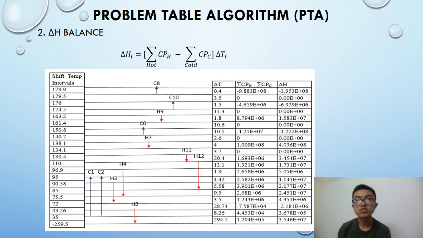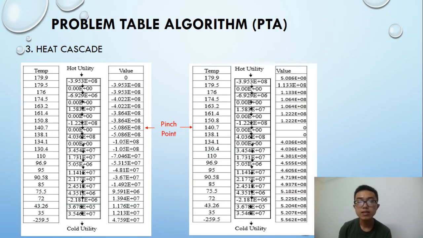Then, based on the shifted temperature intervals, the energy balance delta H is calculated by using the formula of the difference of heat capacity between the hot and cold streams times the shifted temperature intervals. Lastly, heat cascade was performed based on the energy balance.